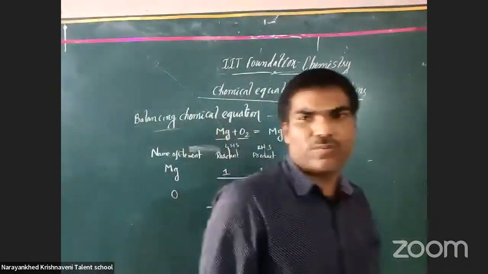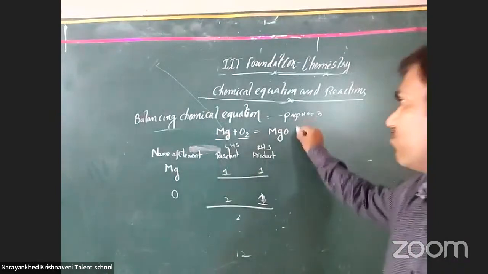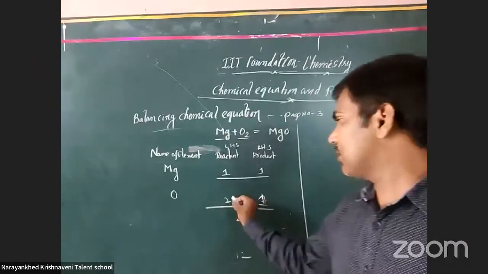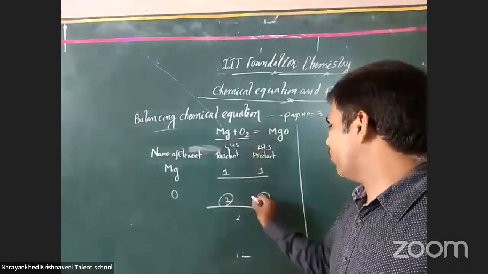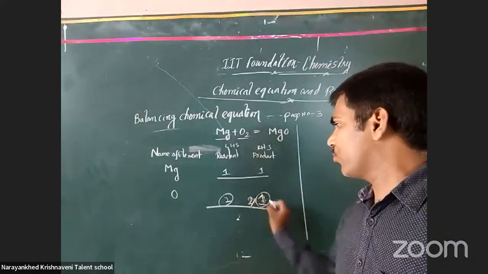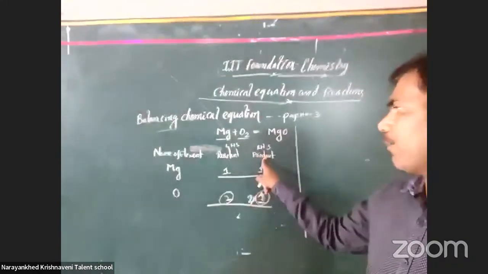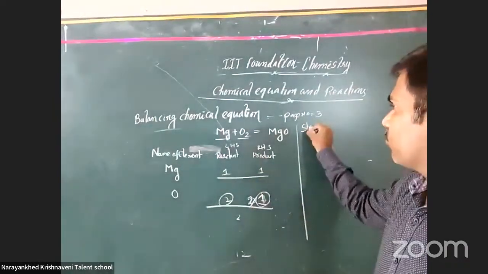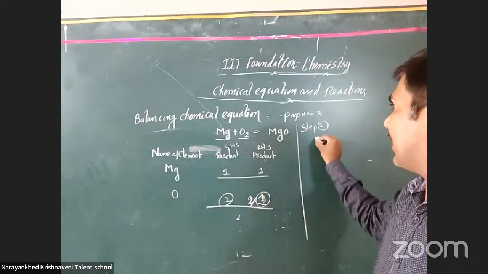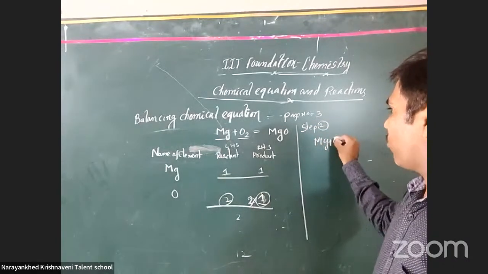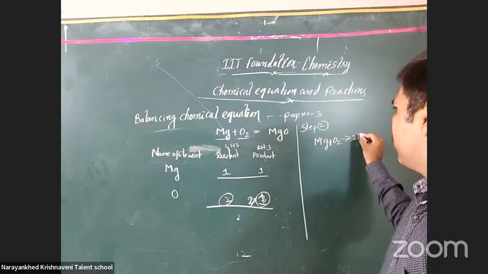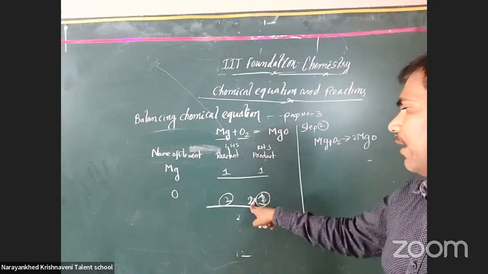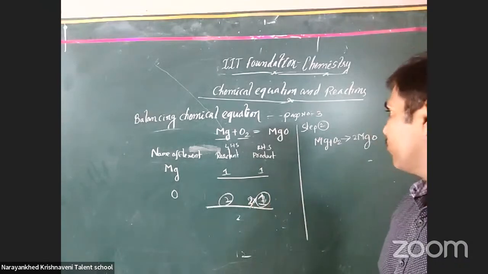Then what do we have to do? Where it is not balanced, multiply with the particular number. Suppose it needs to be 2 and it is 1, how will it become 2? You multiply with 2, on the product side. Clear or not, all students? So in step 2, our equation is modified as magnesium plus oxygen gives 2 MgO, the product side multiplied with 2.